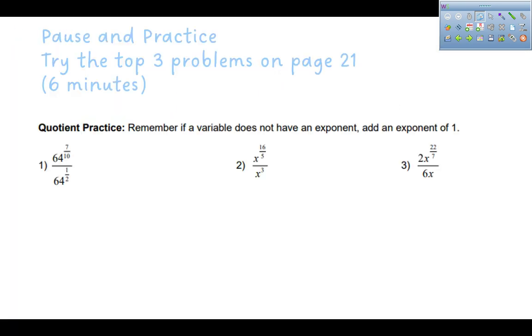All right, we're going to do a quick practice. You're going to try the problems at the top of page 21. At 146, I'm going to post the answers. Okay? You can work together. You can work on your own. I wouldn't suggest moving desks around because 6 minutes is going to go fairly quickly. But do what you got to do. All right? 146. I will post the answers for these 3 problems.